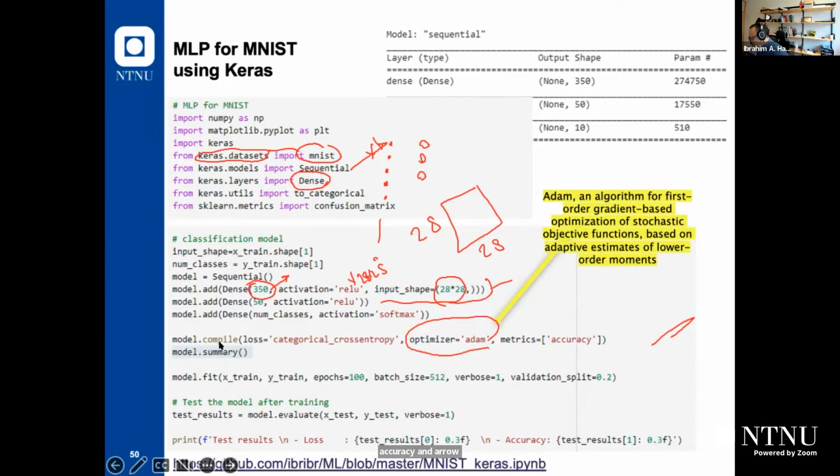This is a function called model summary, for example. It will give you all details of your model, the number of parameters in this model, for example. The output shape. I mean, the output shape of the first dense layer will be 350. The second will be 50. The third will be 10.